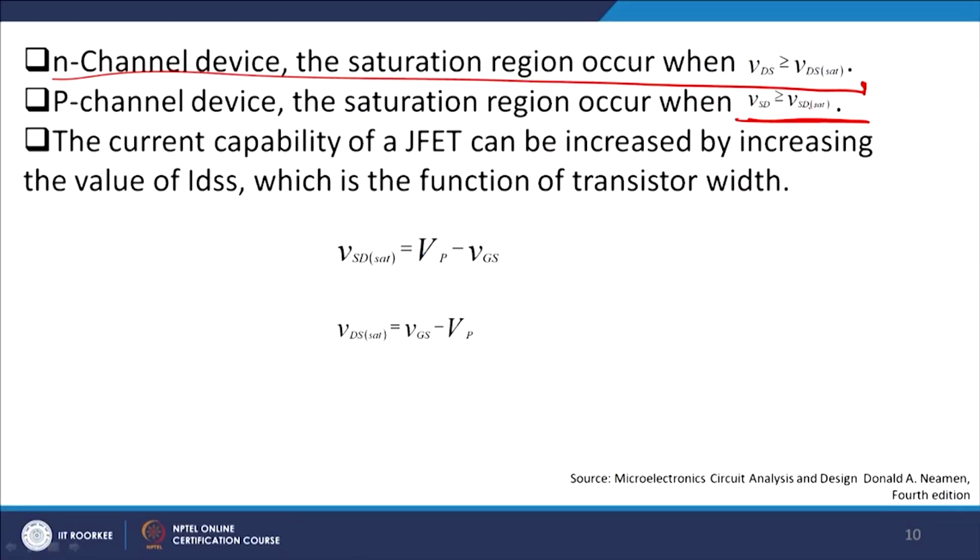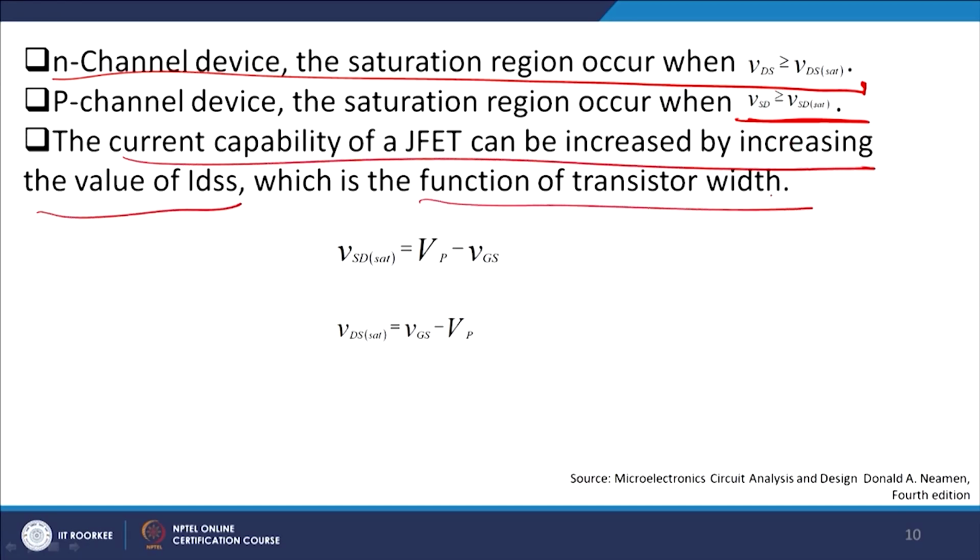For P channel, we say that VSD is greater than VSD sat. Now, the current capability of a JFET can be increased by increasing the value of IDSS, which is a function of transistor width. I hope you understand. More is the width, more number of electrons will be there, and therefore, even with VGS equals 0, there will be a substantially larger amount of current, and as a result you will get a much larger profile in this case.